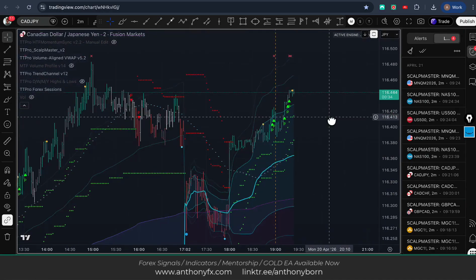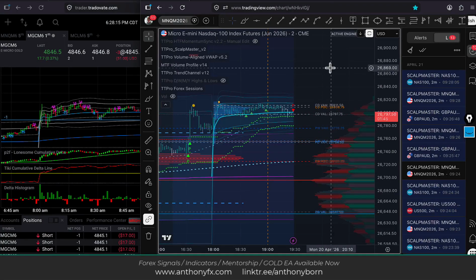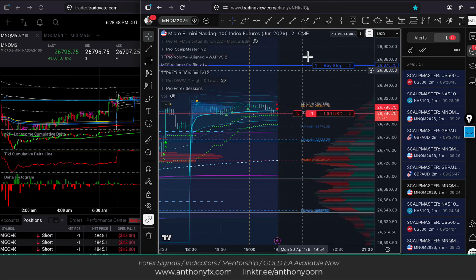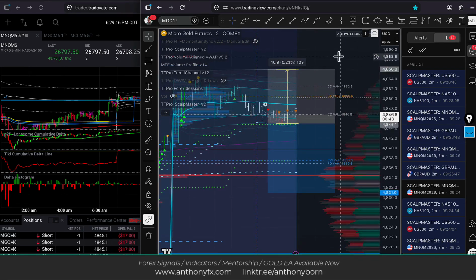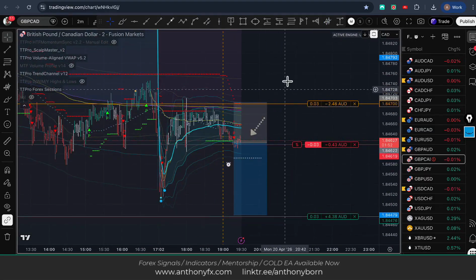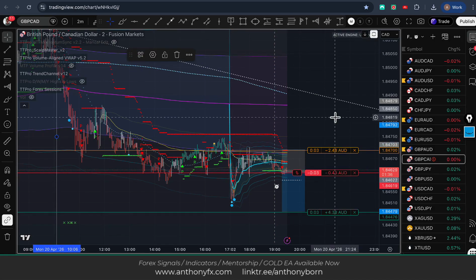CAD yen. Yeah, I missed the boat with that. And what else? Okay, we've got a short on the NASDAQ here. All right, I'm short the NAS on that signal. Gold's a little sluggish. And we've got a pound CAD. The move under VWAP is a good thing. Yeah, and everything's heading in our direction. So far, so good.